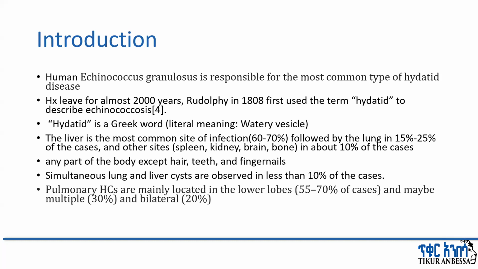As you know, the liver is the most common site of infection. It accounts for 60 to 70%, followed by the lung in 15 to 25% of cases, and other sites like spleen, kidney, brain, and bone in about 10%. I like the following saying: any part of the body except our hair, teeth, and fingernails is exempt from hydatid. So any swelling in the body, we should think of hydatid, especially in endemic areas. Simultaneous lung and liver cysts are observed in less than 10%. Pulmonary hydatid cysts are mainly located in the lower lobes, accounting for 55 to 70%. There may be multiple.